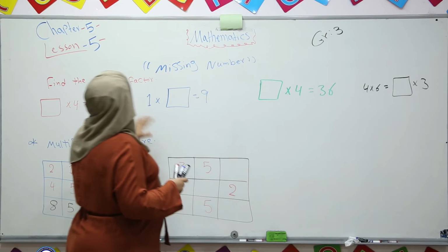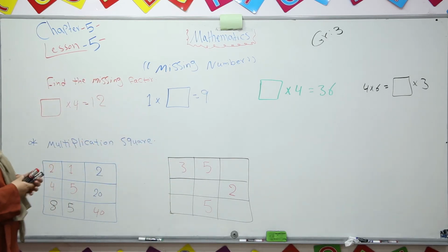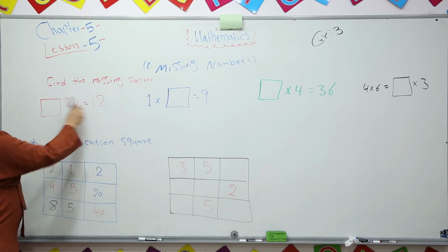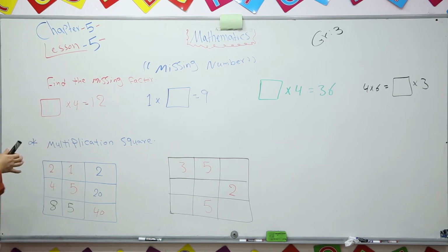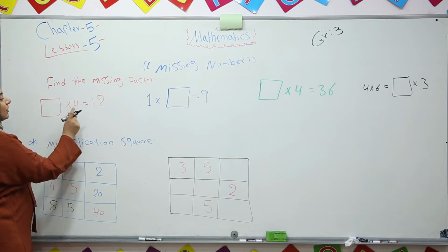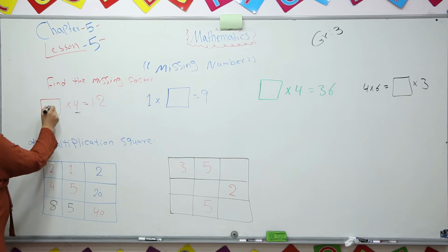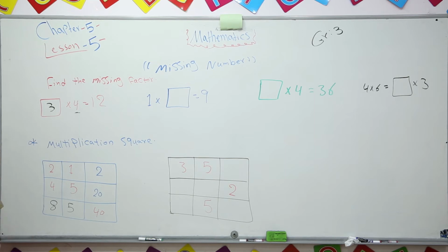Now look at this question. There's a missing factor, we should find it, okay? What times 4 becomes 12? Look at here. We have the times table of 4. 4 times by which number is equal to 12? 4 times by 3. So the missing factor is 3 here.